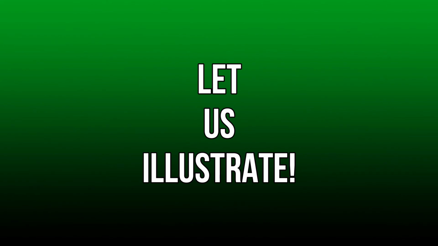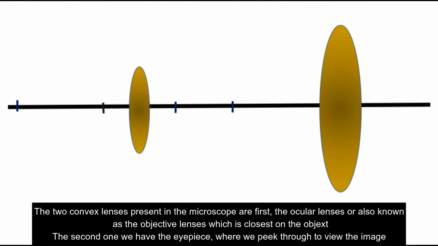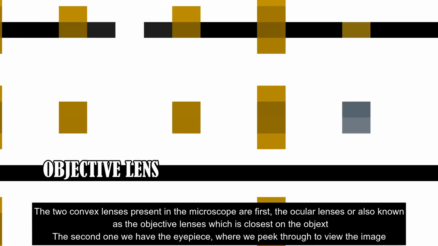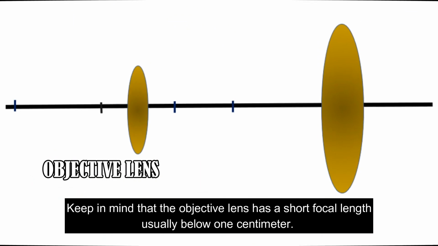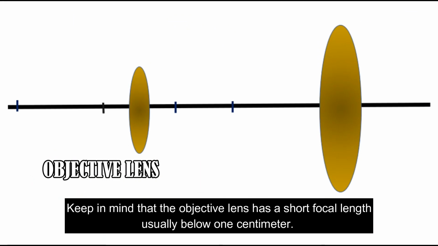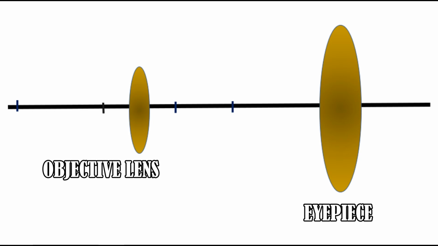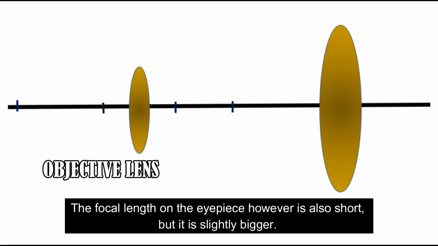Now we can start illustrating. The two convex lenses present in the microscope are, first, the objective lens, which is closest to the object. The second one is the eyepiece, where we look through to view the image. Keep in mind that the objective lens has a short focal length, usually below 1 cm. The focal length of the eyepiece, however, is also short, but it is slightly bigger.